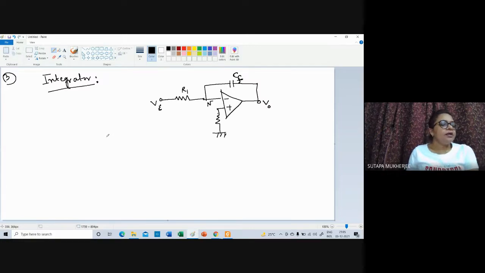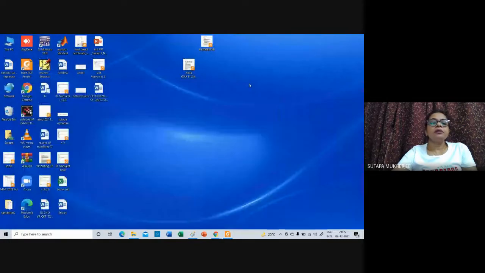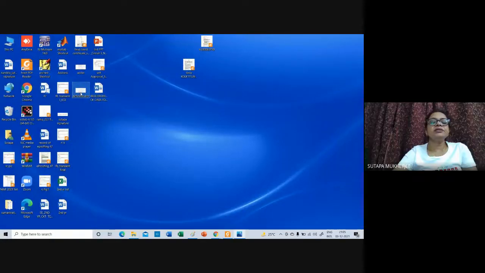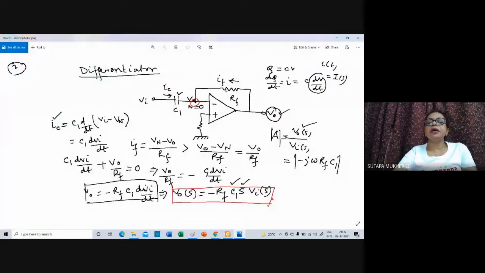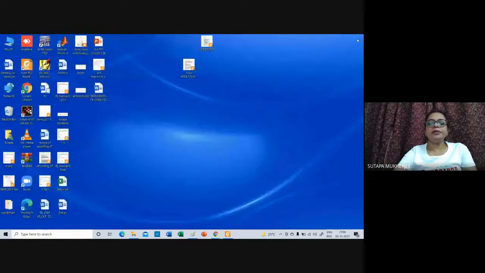So if we interchange the resistor and capacitor of the differentiator, we have the integrator circuit. Just write down: if we interchange the capacitor and resistor in the differentiator circuit, then it will be an integrator. Do you remember what was the circuit in the differentiator? Here R1 was in place of C1. Yes, this was the circuit. Now interchange.